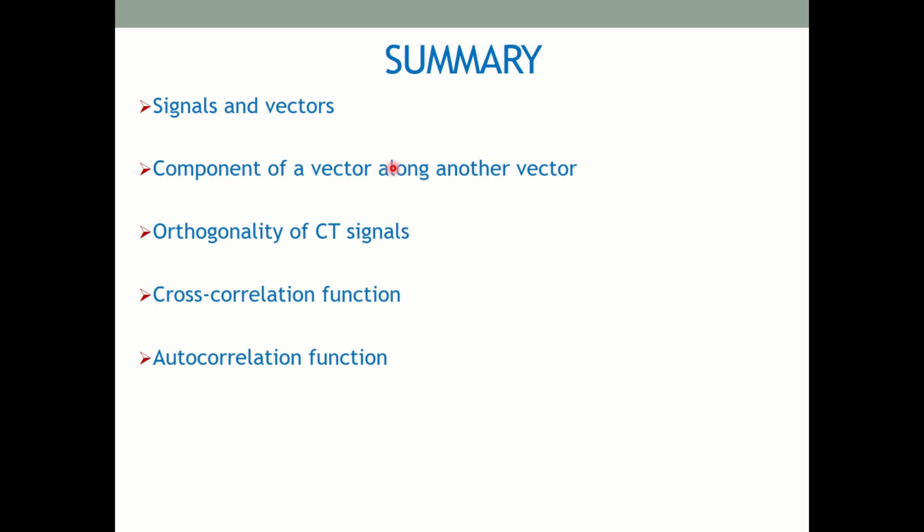Right, so in summary, we have discussed signals and vectors, and the relation between them. We have discussed the component of a vector along another vector. This has enabled us to obtain the orthogonality and cross correlation functions for signals as well, and then we saw the autocorrelation function as well.